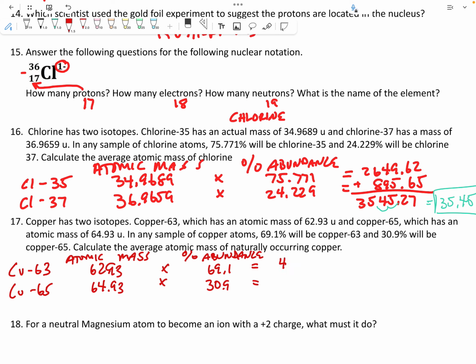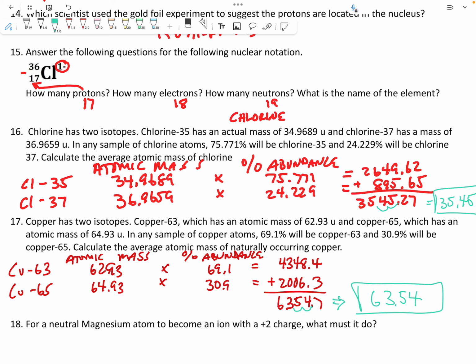4348.4. Just went to the nearest tenth on this one. And the bottom one, 2006.3. We're going to add those together. We're going to get 6354.7, and we're going to move that decimal 2 spots to the left or divide by 100, and we do that. We end up with 63.54, and that is exactly what we want.